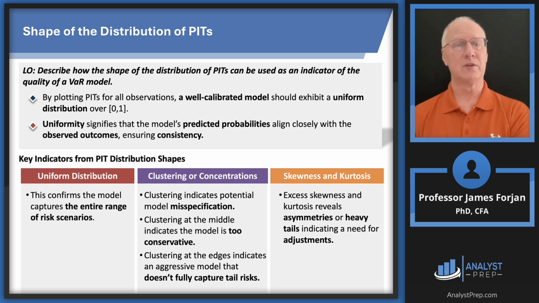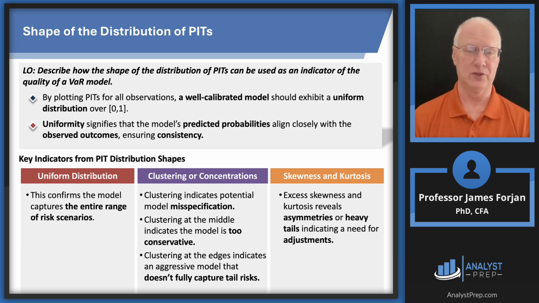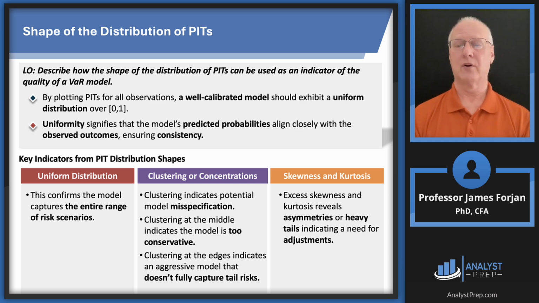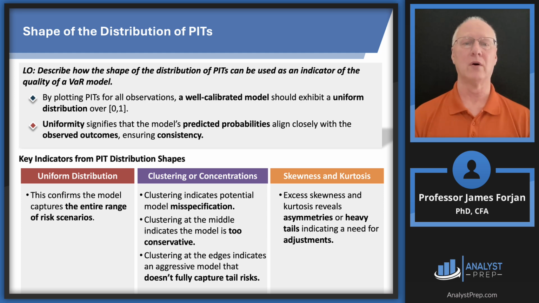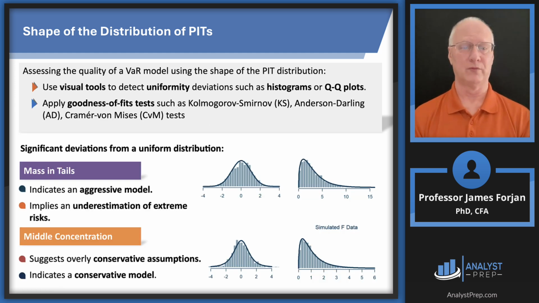But then skip over to the far right column in orange. What if we have some kind of skewness that shows up? Or what if we have kurtosis that shows up? Notice this indicates a need for adjustments. So this is what I was telling you about. We're reaching in and extracting information from the model to help us improve.